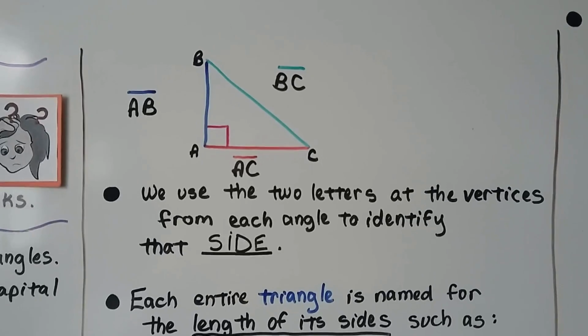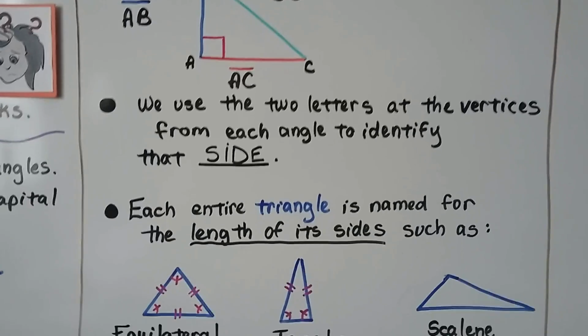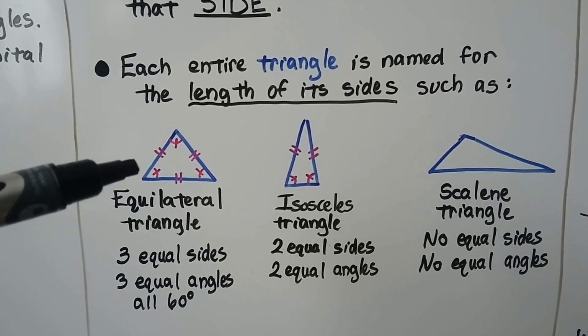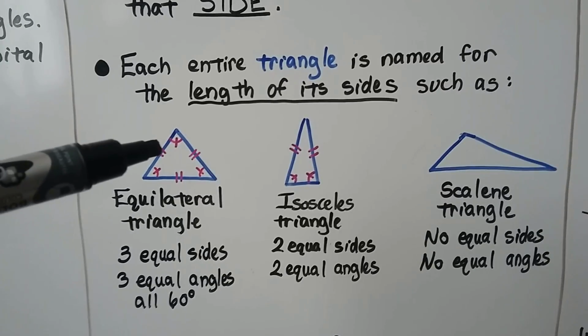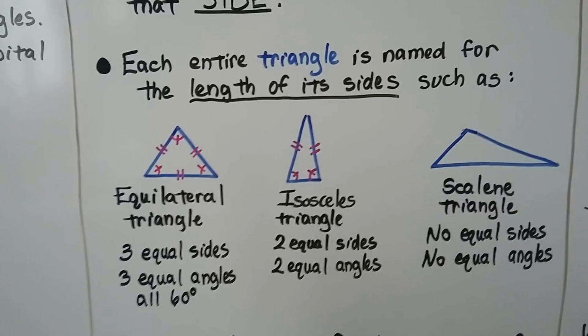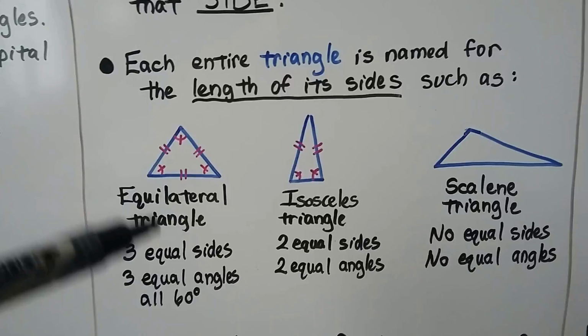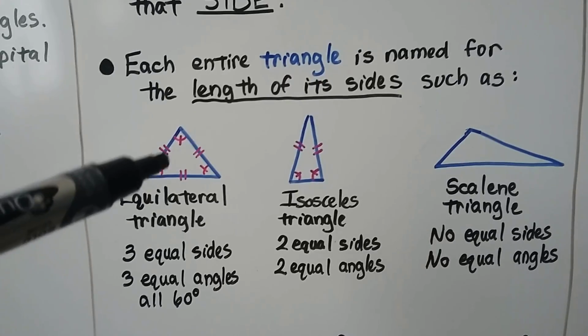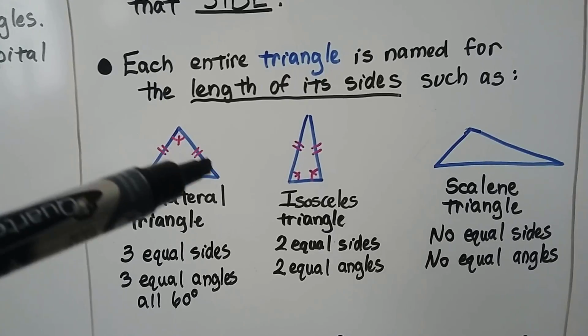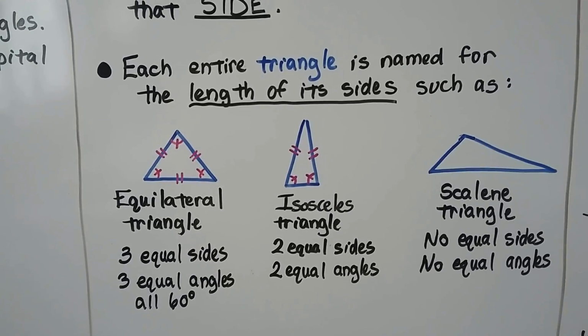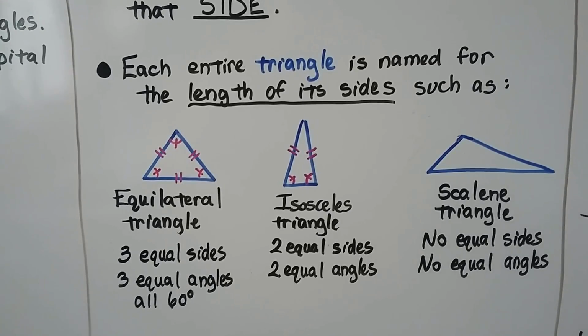And the entire triangle is named for the length of its sides, such as equilateral triangles have 3 equal sides. This side and this side and this side are all the same length. They're all equal. So it's equilateral. Isn't that easy to remember? And it has 3 equal angles. See? That angle and that angle and that angle all have a little tick mark on them. That means they're all the same measure. And they all equal 60.